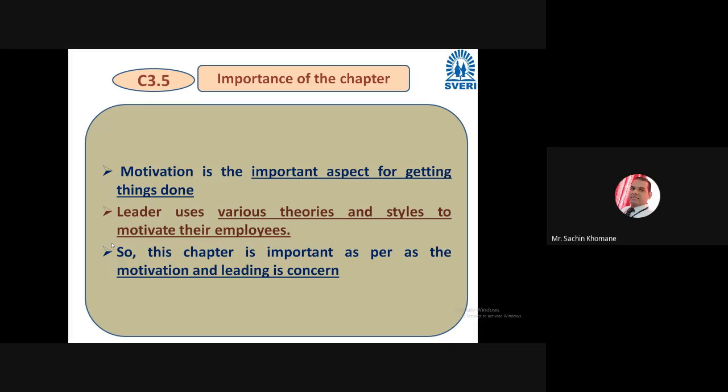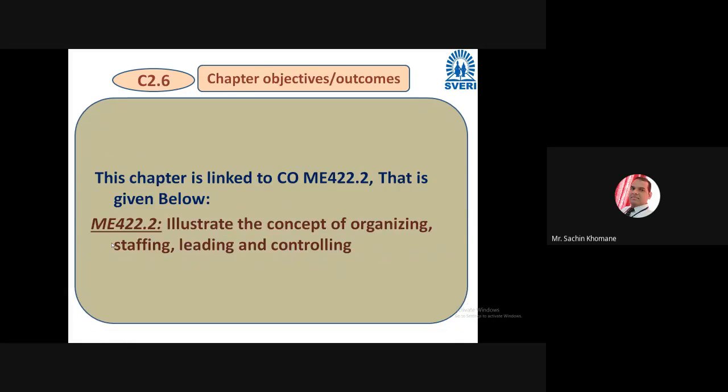And at the end, you people are going to become managers in future, right? Definitely, because it's your role. You have to manage a department, and there you have to motivate your employees and get the work done from them. So this chapter is linked to CO number ME 422.2 given below: Illustrate the concept of organizing, staffing, leading, and controlling. For the previous chapter, the second and third chapters, the CO is the same.